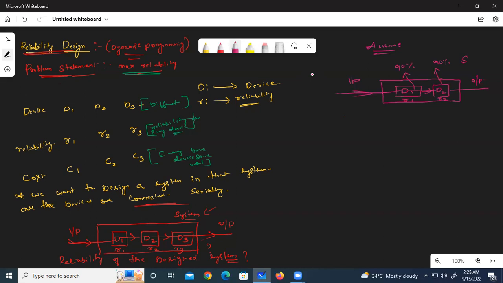Now you people tell me. So this one is also giving 90%. D1 is giving 90%. D2 is also giving 90%. Then what is the total reliability of the system? Just say it. See, the total reliability of the system is equal to, there is a formula, R1 into R2.